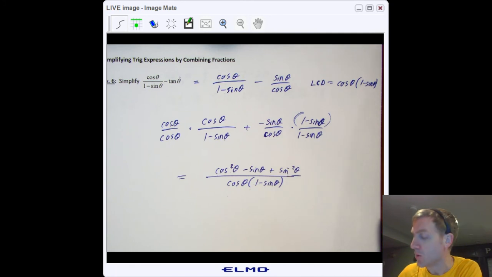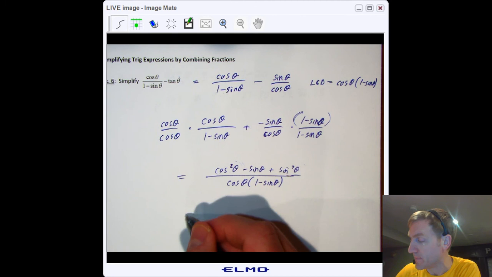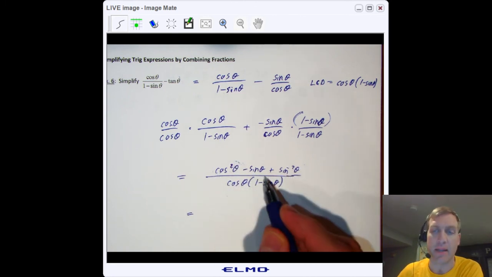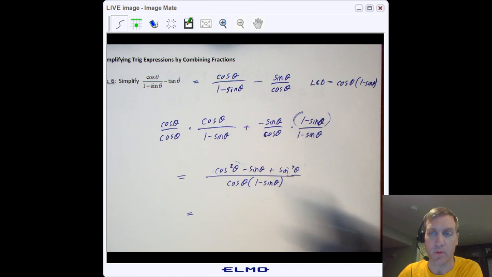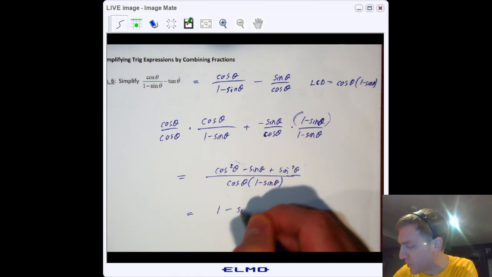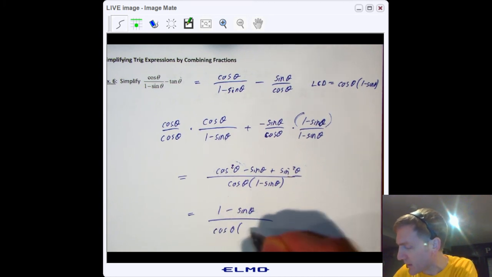Okay, but notice, do you see any identities? Hopefully you do. In the numerator, look what we have. We have a cosine squared plus a sine squared. Hey, that's equal to 1. So let me replace that. Cosine squared plus sine squared. Of course, it doesn't matter that they're not next to each other. It's plus, so I can just move it around if I want to. Cosine squared plus sine squared is just 1. So I'm left with 1 minus sine theta over cosine theta times 1 minus sine theta.